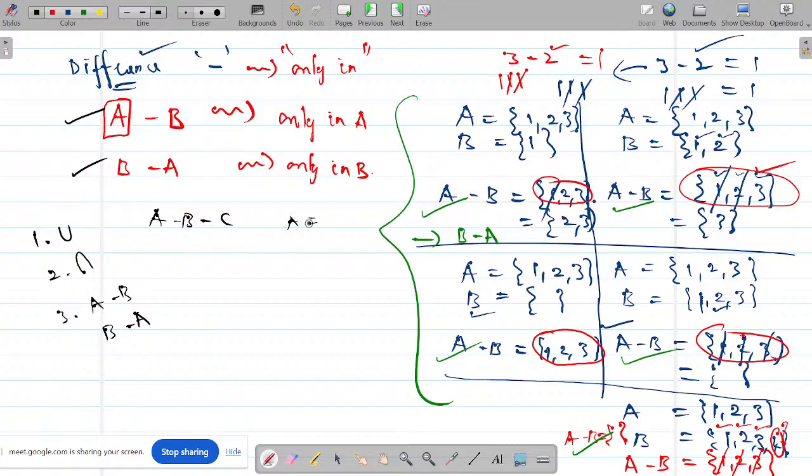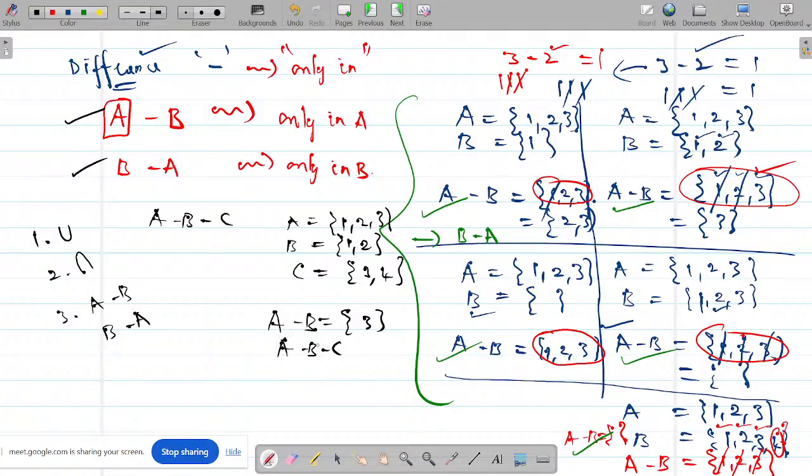Let me go for a small example. A as 1, 2, 3, B as 1 and 2, and C which is 3 and 4. First let me do A minus B, because we are strong in A minus B now. What is A minus B? 3 alone. What is A minus B minus C? First I worked out A minus B, which is 3, minus C, which will be the null set. Am I right? Because I'm not going to talk about 4. It's present only in C. It's not present in A.